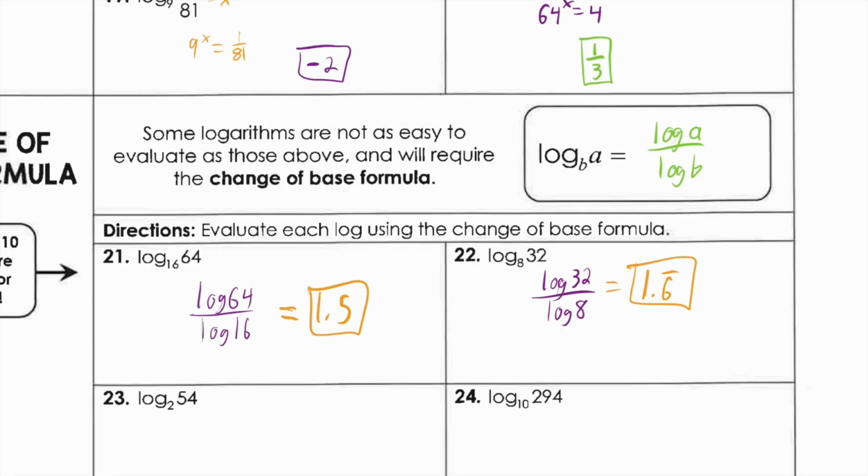And a little helpful tip, the logarithm with the base is always going to be on the bottom. So notice 16 is on the bottom, 8's on the bottom, and 2 will also be on the bottom, 10 will be on the bottom. Every time, the one with the base will be on the bottom.